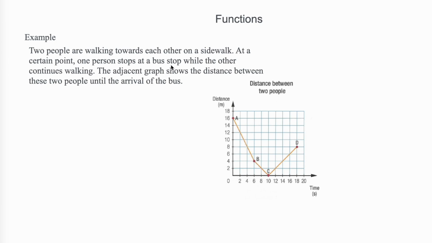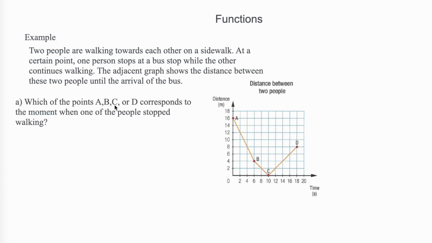Then one person stops at a bus stop while the other continues walking. One person stops here, the other person is walking, so the distance is still decreasing, but it's decreasing slower because one person has stopped. Then they meet, the distance between them is 0. The person that was walking continues to walk. The distance between them is increasing with the same slope. Here this is -1 and this is a +1 slope.